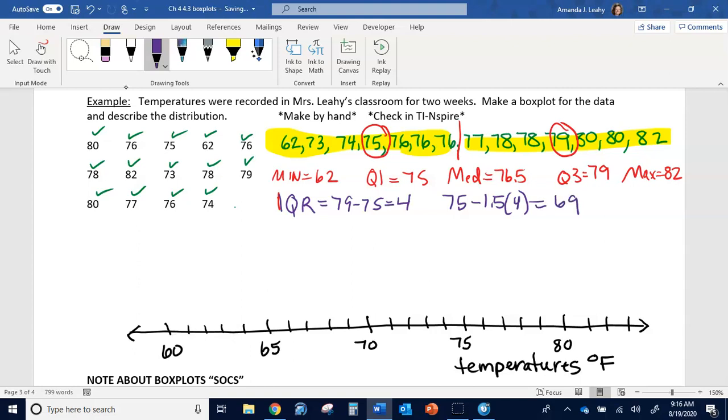All right. So I have my values there, and I'm going to look. There's my lower end of the fence. Nothing can be lower than that. So this number 62, that is going to be an outlier.